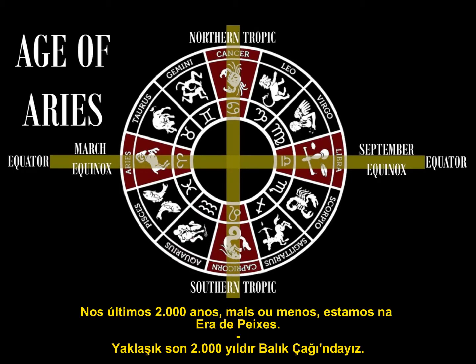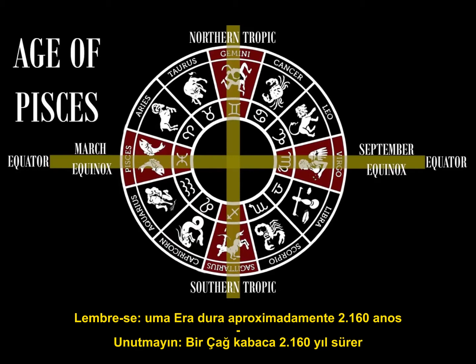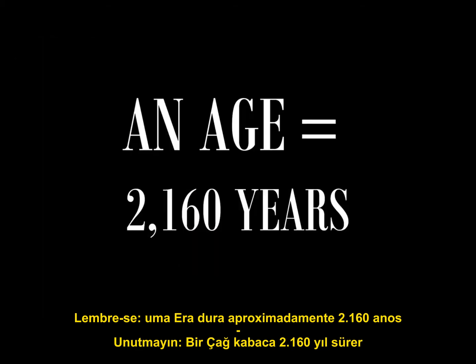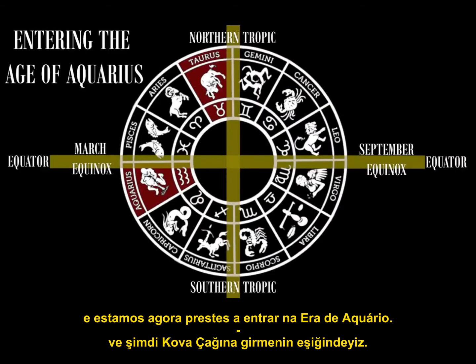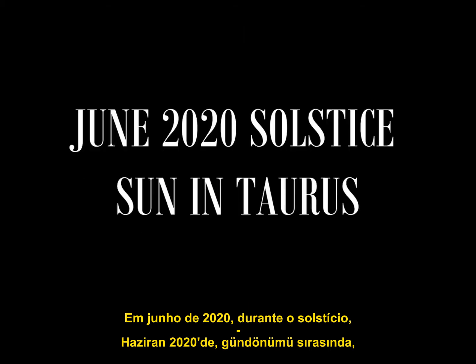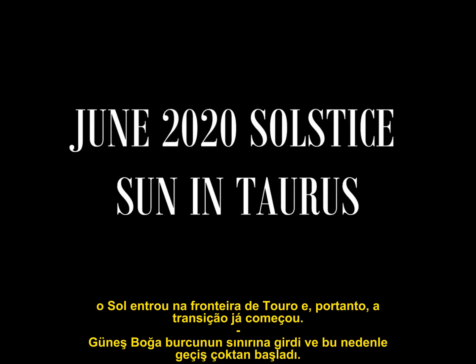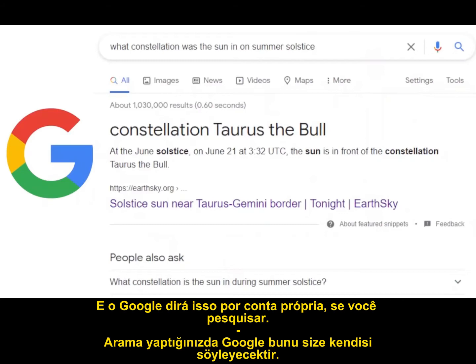For the last 2,000 years or so, we have been in the age of Pisces. Remember, an age lasts for roughly 2,160 years. And we are now on the cusp of entering into the age of Aquarius. In June 2020, during the solstice, the sun entered the border of Taurus, and therefore the transition has already begun. And Google will tell you this yourself if you search.